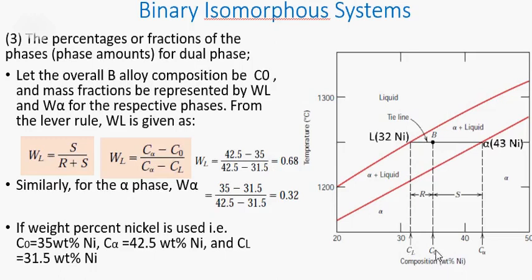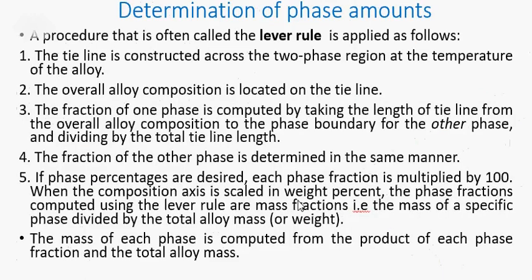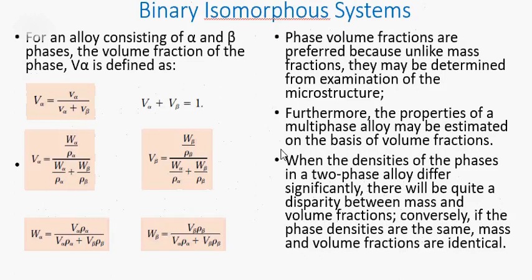C_l, C_0 is our original alloy, and then C_alpha, and we are able to get them as 0.68 and 0.32 fractions of the liquid phase and the solid phase. And this is just an explanation of how to determine the fractions, the phase amounts.